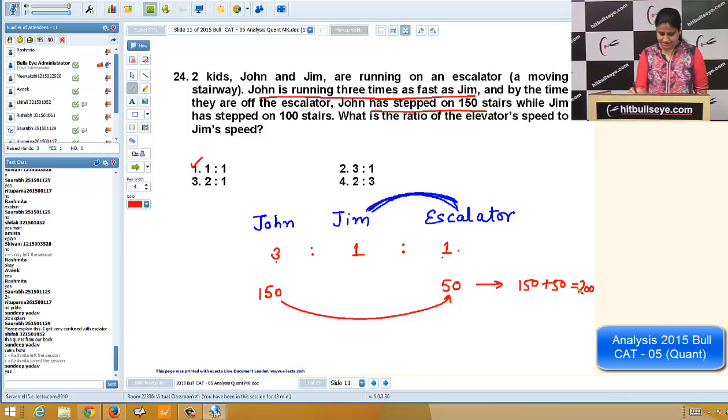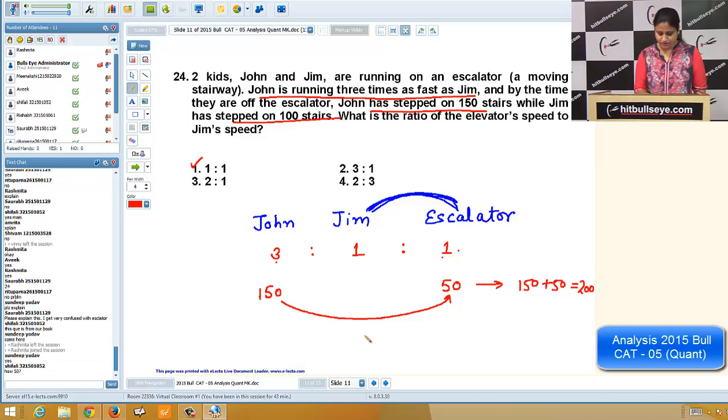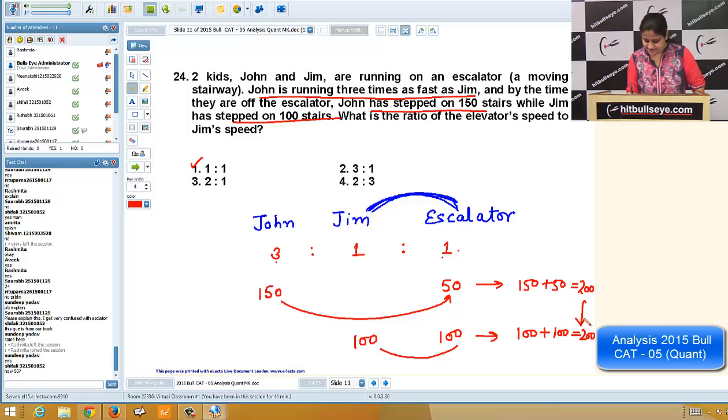Now, if we take Jim, while Jim has stepped on 100 stairs, Jim is taking 100 steps and the escalator will move 100 steps. As you can see, the same ratio, 1:1. So what is the total number of steps in the escalator? This will be 100 plus 100, which comes out to be 200. Since in both cases we are getting the same answer, that's why this is the answer in this case.